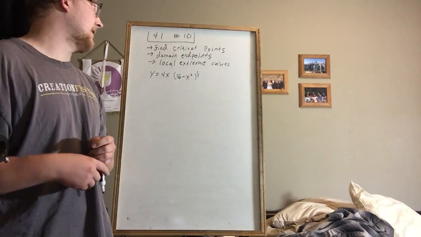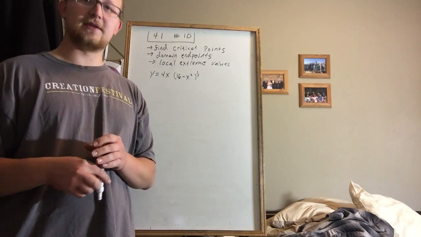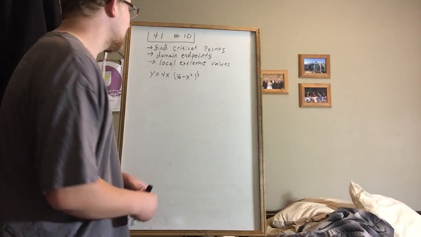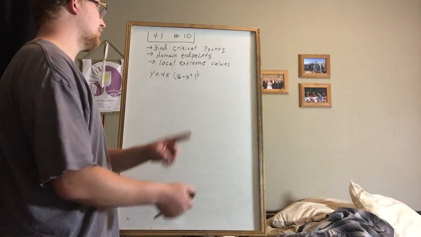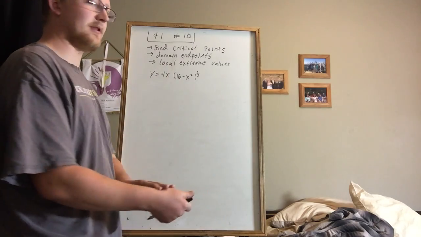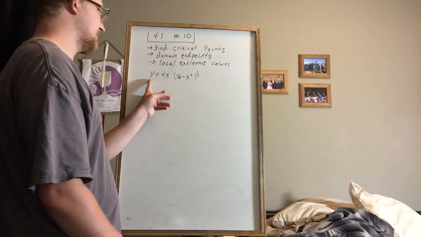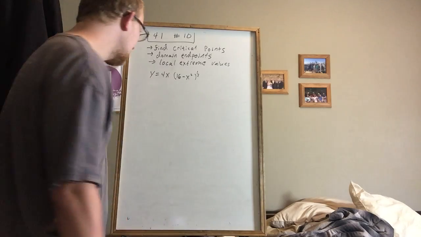Alright, so today we're looking at section 4.1. This is question number 10. And what we're looking for is critical points, domain endpoints, and local extrema. And this is the graph that we are investigating.